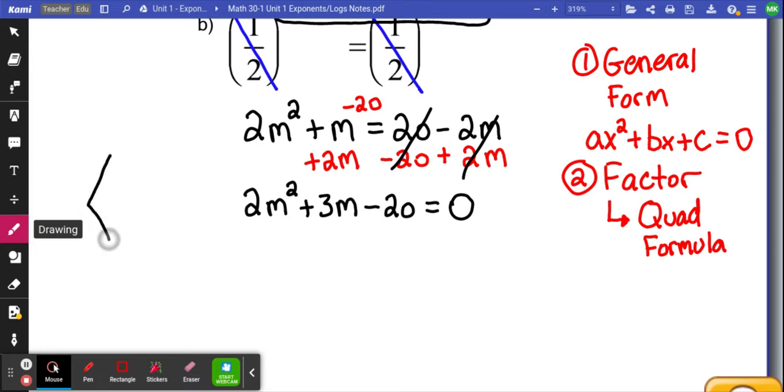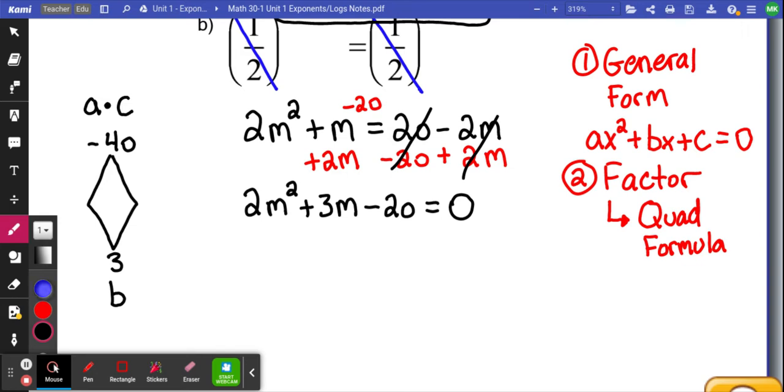You draw a diamond. On the top of the diamond is your a value times your c value. So for us, that would be 2 times negative 20, which is negative 40. The bottom of your diamond is your b value. In this case, 3. Your goal is to find 2 numbers for these sides of the diamond that multiply to be negative 40 and add to be 3.